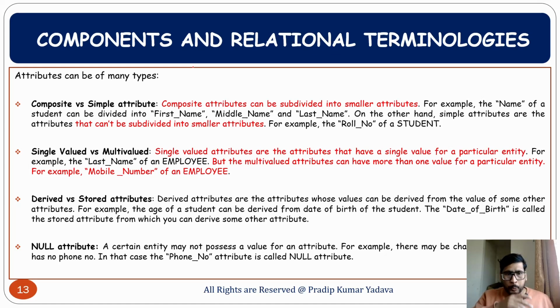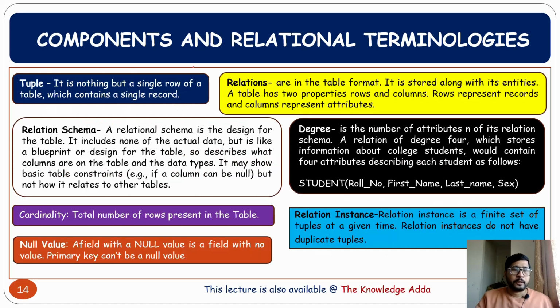Null attributes. A certain entity may not possess a value for an attribute. For example, there may be a chance when a student has no phone number. In that case, the phone number attribute is called a null attribute.